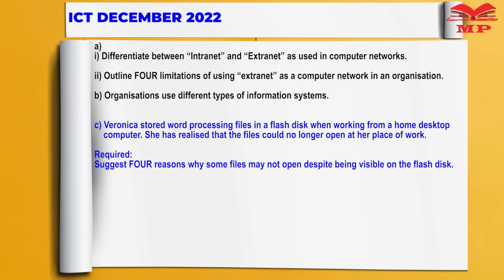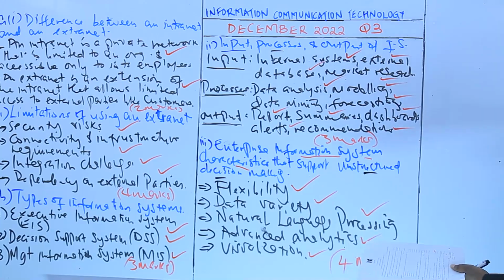Now let us answer the last part of this question. Part C. Veronica stored word processing files in a flash disk when working from a home desktop computer. She realized that the files could no longer open at her place of work. Required: suggest 4 reasons why some files may not open despite being visible on the flash disk. That is the question.